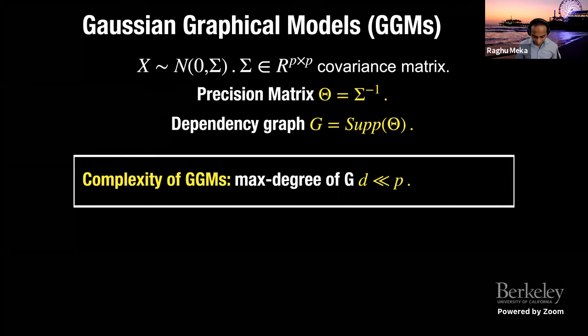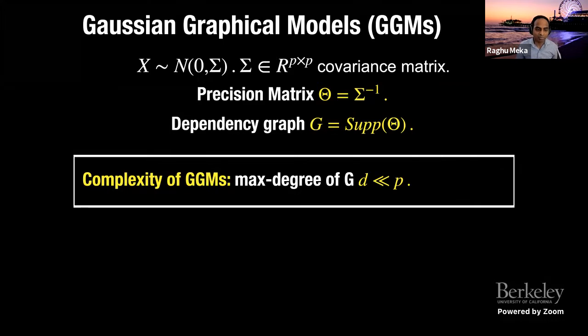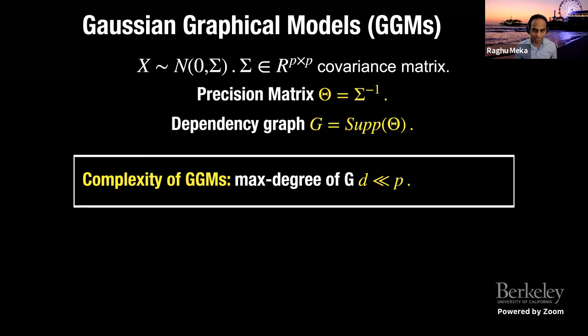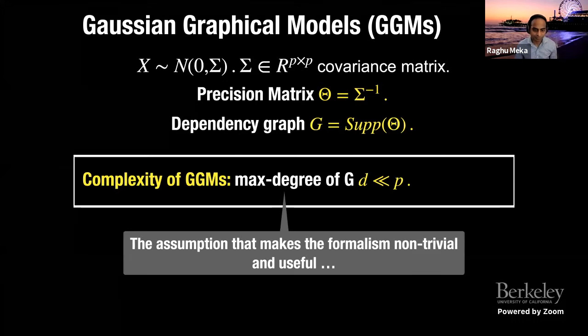But another important thing is that looking at the precision matrix allows us to parameterize the complexity of the model differently. And this is important in the applications that we'll see. So we'll think of Gaussian graphical models, or Gaussian distributions, which are simple in the sense that their precision matrix has small degree. The dependency graph that comes out of the precision matrix has small degree. And we'll think of the degree as being much smaller than the underlying dimension. So the dependency graph is sparse. And this is the assumption that makes the formalism non-trivial and useful when viewing Gaussian distributions in terms of the precision matrix.